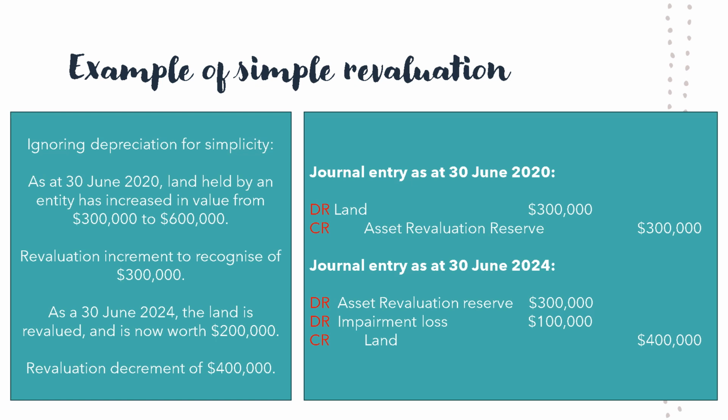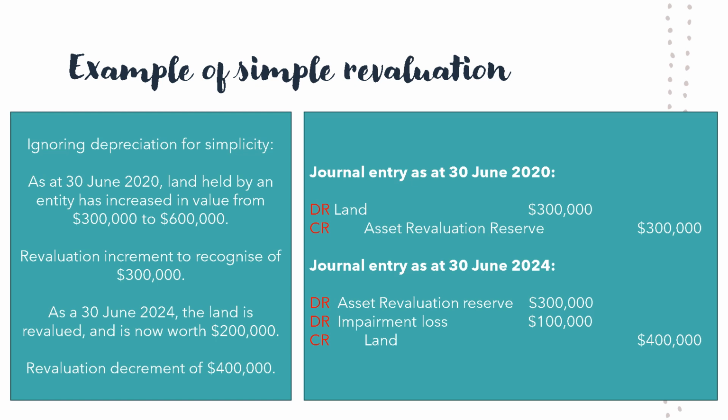Now let's fast forward to 30 June 2024, and that same piece of land has been revalued, but it is now valued at $200,000. So its value has decreased by $400,000. In order to post this devaluation of the land, our journal entry is slightly different, as we have previously recognized an increment in the asset revaluation reserve. So now our journal entry is as follows.